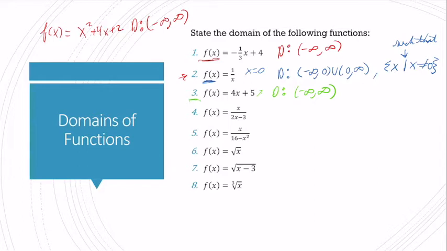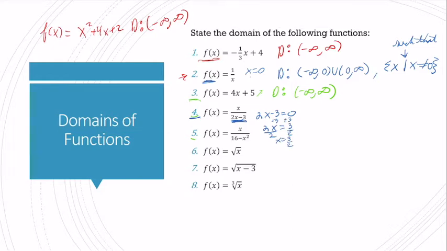Now for examples 4 and 5, I want us to keep in mind that these are indeed rational functions. So what can my denominator never equal when I'm working with rational functions? Well, our denominator could never equal 0, because then we would have to divide by 0. So in order to determine which values of x would make our denominator equal to 0, we could set it equal to 0 and solve. So I would add 3 to both sides. That gives me 2x equals 3. I divide by 2, so I get x equals 3 halves.